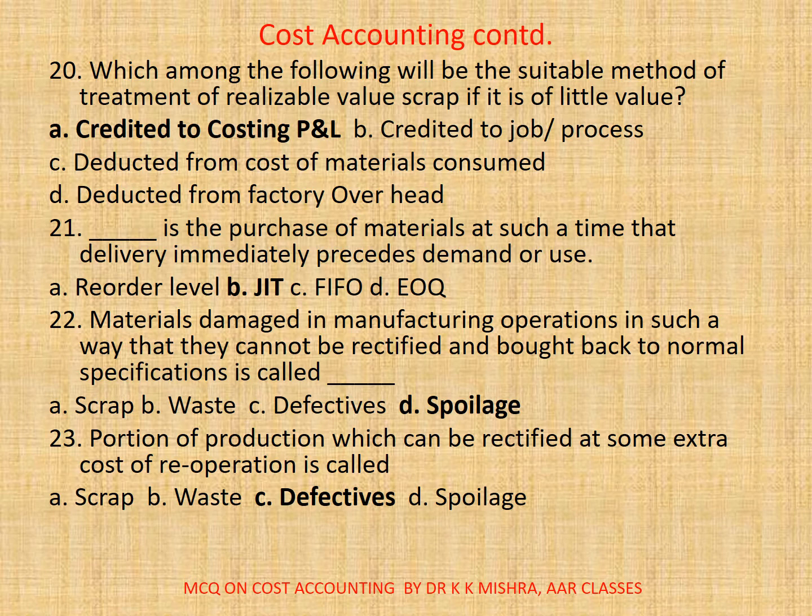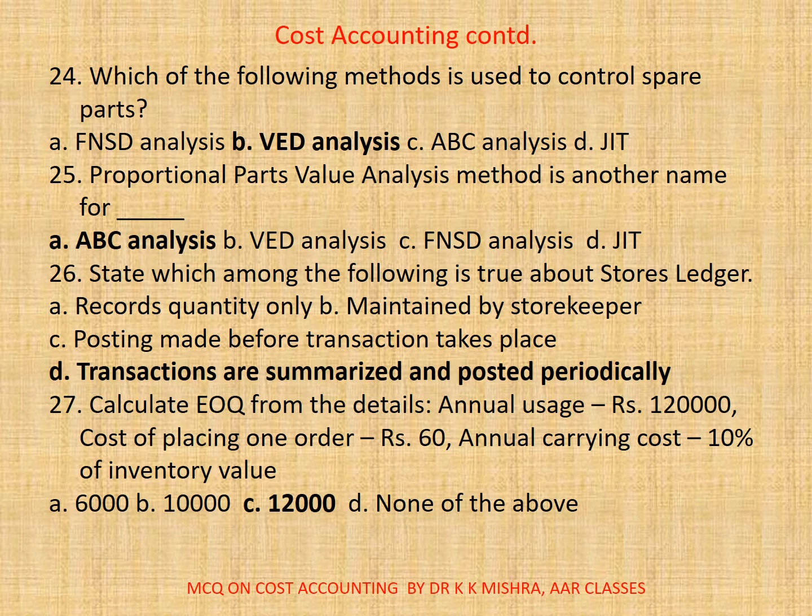22. Materials damaged in manufacturing operations in such a way that they cannot be rectified and brought back to normal specifications is called as. A. Scrap, B. Waste, C. Defectives, D. Spoilage. Correct option is D. Spoilage. 23. Portion of production which can be rectified at some extra cost of reoperation is called defectives. So here correct option is C. Defective. 24. Which of the following methods is used to control spare parts? A. FNSD analysis, B. VED analysis, C. ABC analysis, D. JIT. So the correct option is B. VED analysis, vital, essential and desirable analysis.